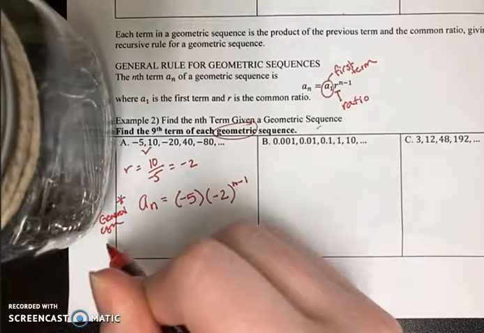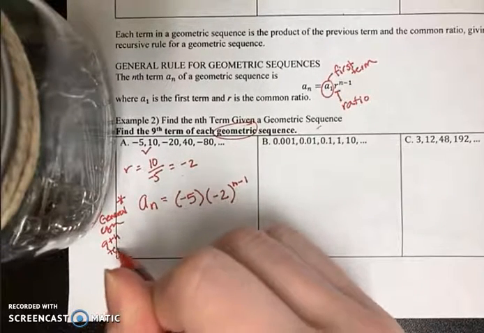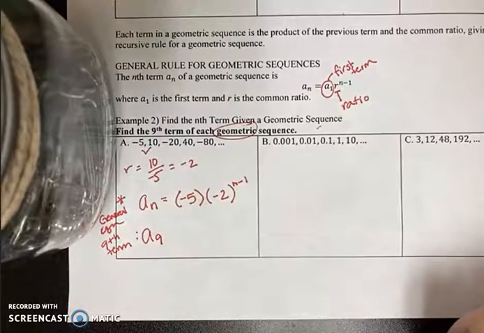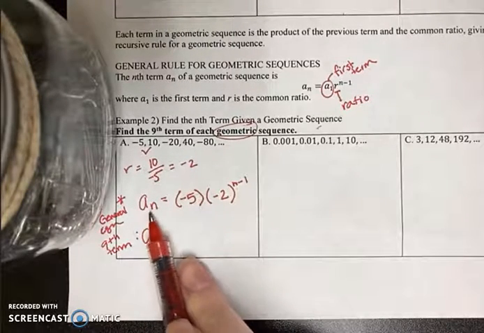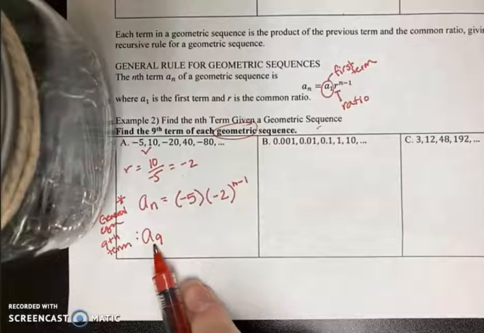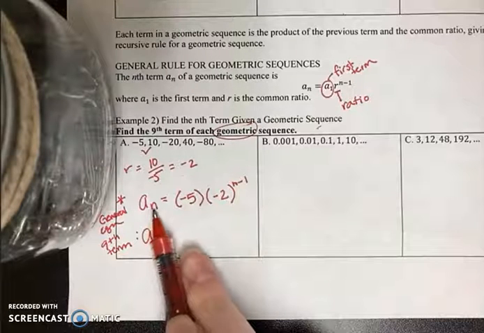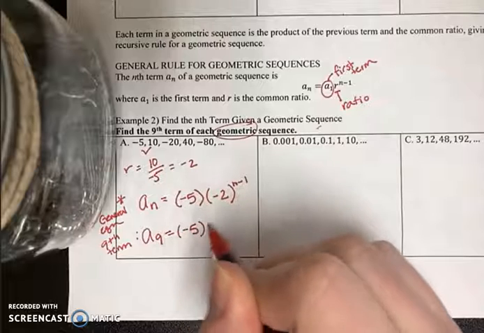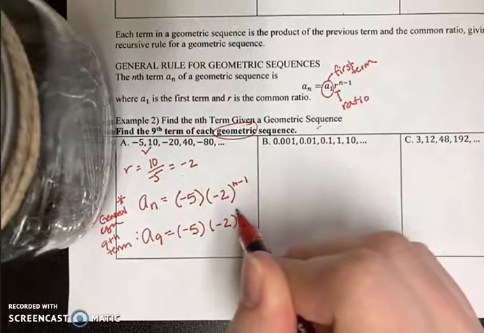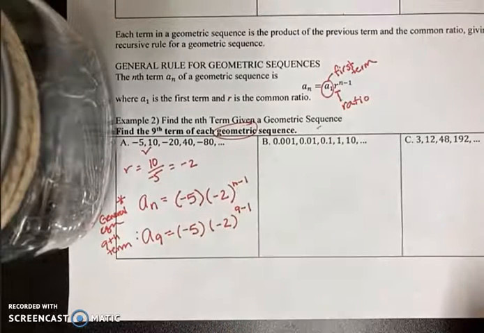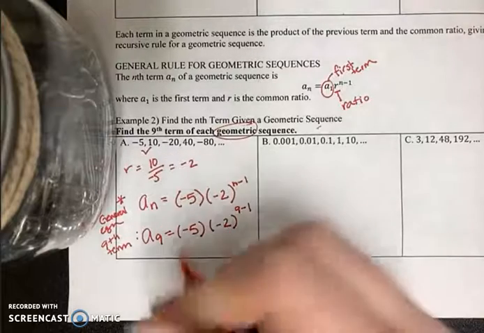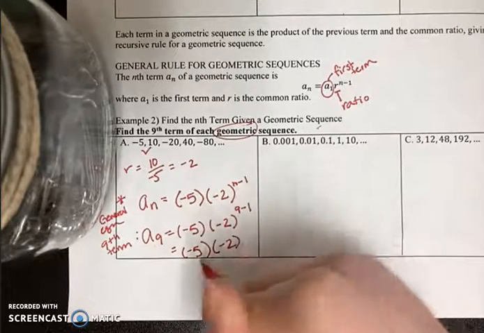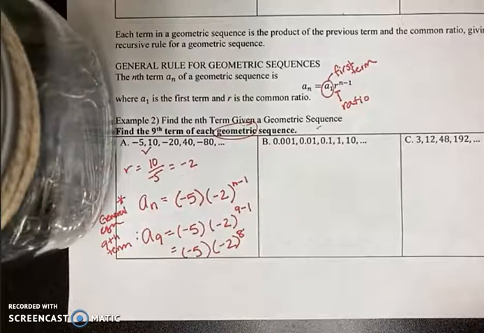Now I want to know what is the 9th term. So what is a sub 9? Well, if I have a sub n and I want to find a sub 9, I just have to plug in a 9 wherever I see n. So this becomes negative 5 times negative 2 to the power of 9 minus 1, which gives me negative 5 times negative 2 to the 8th power.